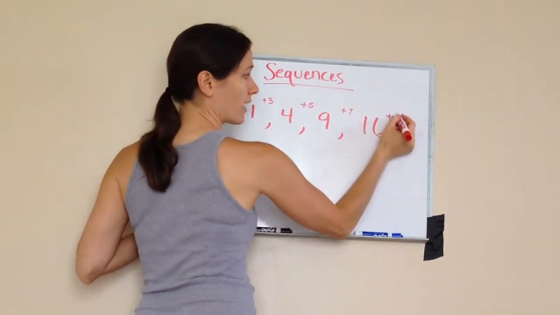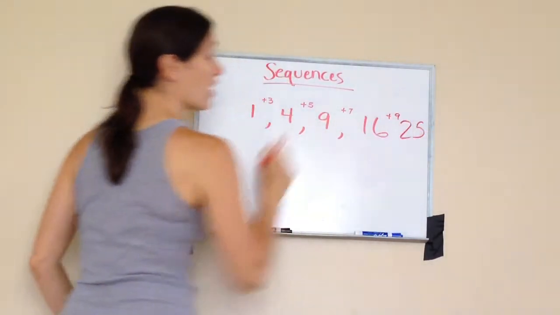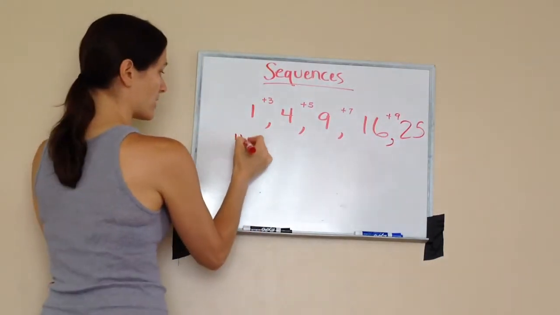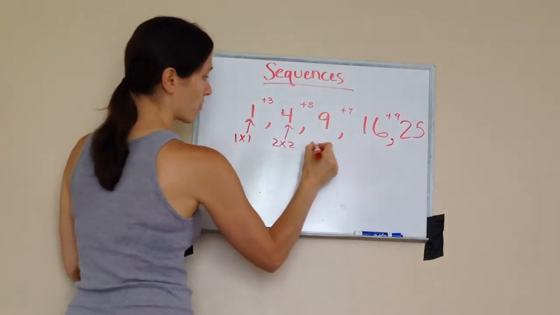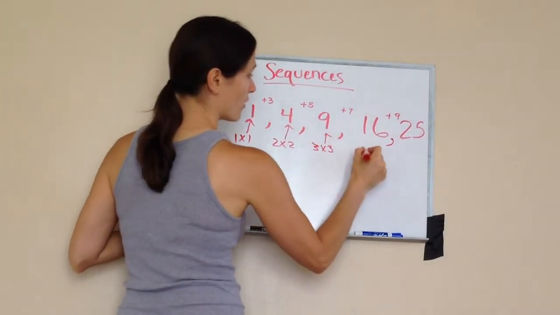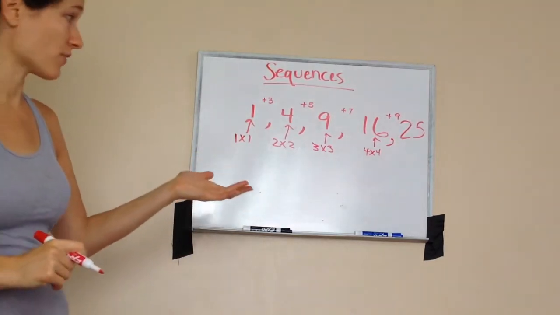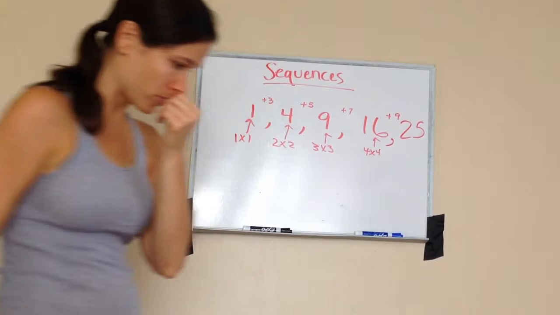Plus 9. Okay, and then 16 plus 9 is 25. Okay, another way you could have done this is, this one is 1 times 1, answer. 2 times 2, answer. 3 times 3, answer. 4 times 4, answer, and so forth. And so the next one would be 5 times 5, answer. Okay, so those are all different sequences of how you would do that.